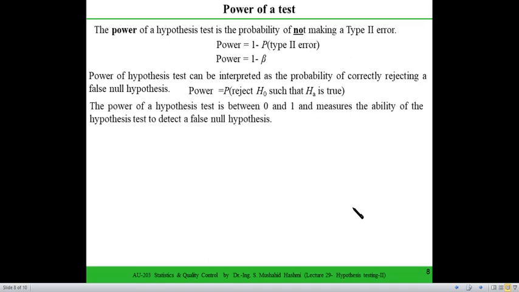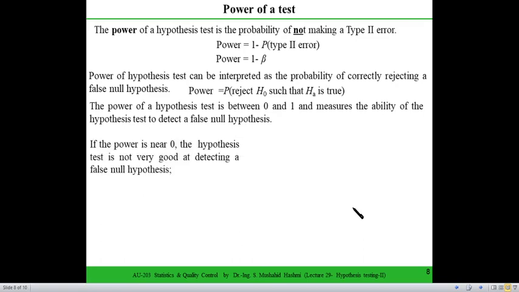As you know, a probability number always comes between 0 and 1. So the power of a hypothesis test measures the ability of a hypothesis test to detect a false null hypothesis. If the power value, 1 minus beta, comes out to be near 0, it means the hypothesis test is not very good at detecting a false null hypothesis.